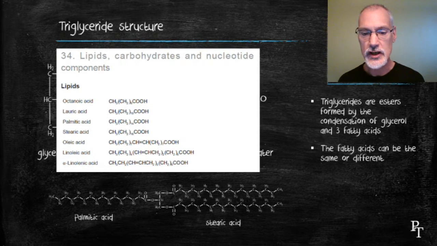The length of the carbon chains, however, differ. The one in the center is palmitic acid, as it's only 16 carbons in length. And on the right-hand side, both of those are stearic acid, which contains 18 carbons. So those groups can be the same or they can be different from each other.